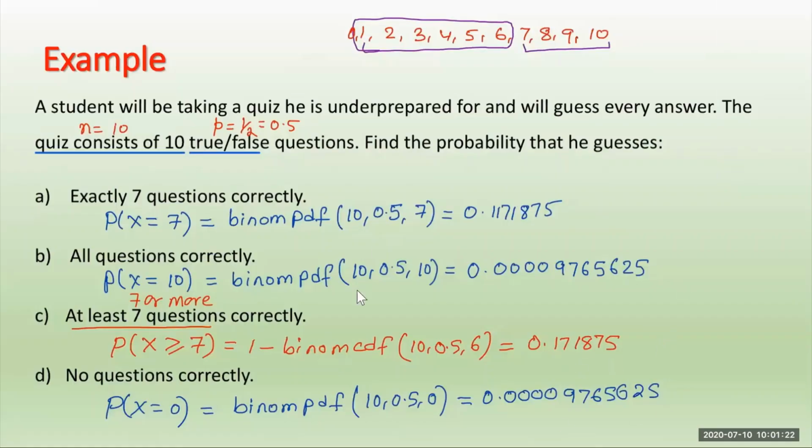So that is for this example. The probability that no question is answered correctly is a very small probability. The meaning of that is even when you're underprepared, you'll answer some questions. Let's go to the next example.